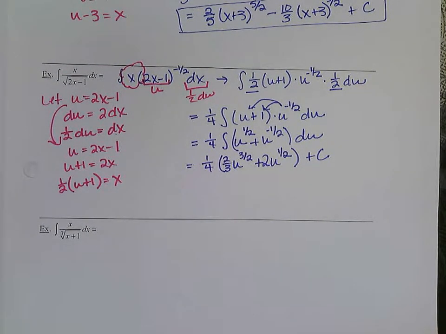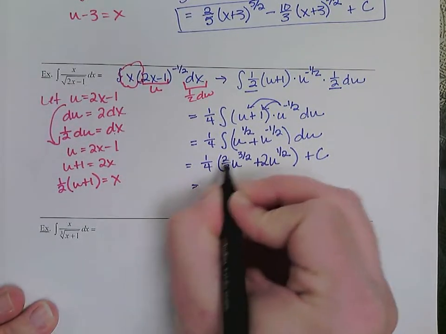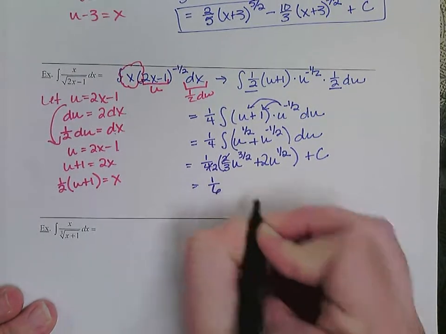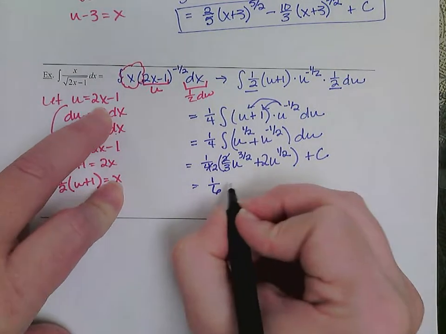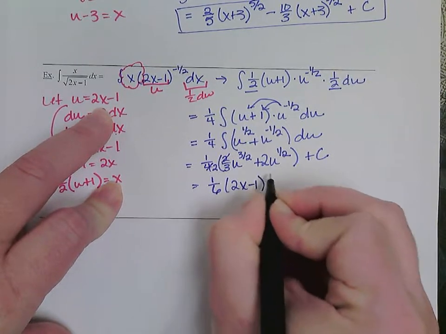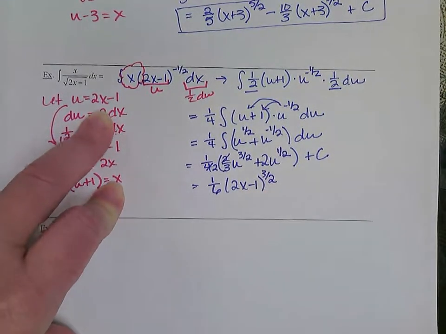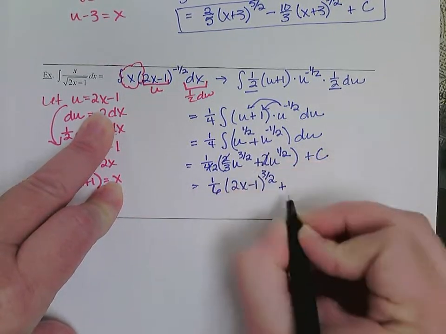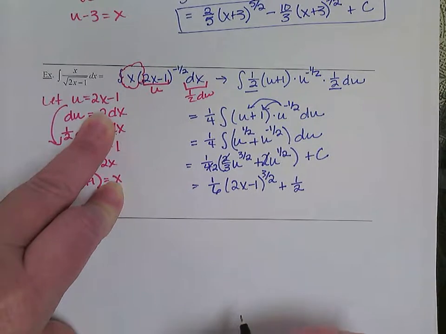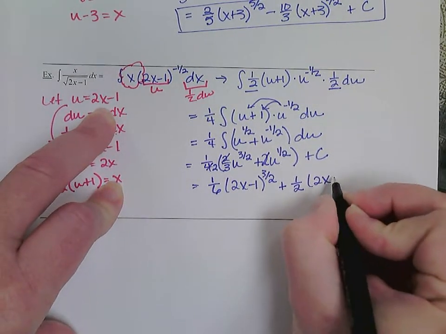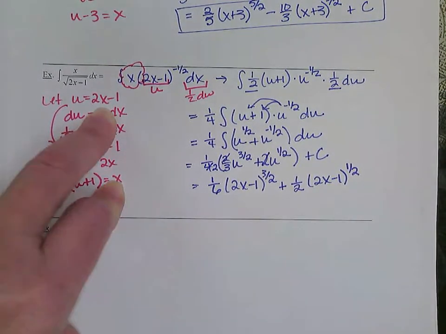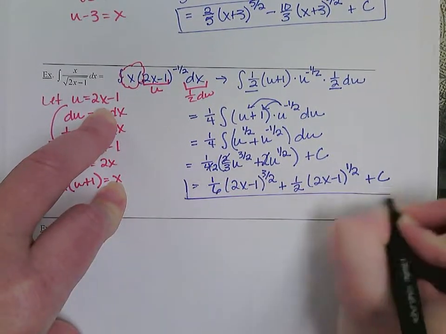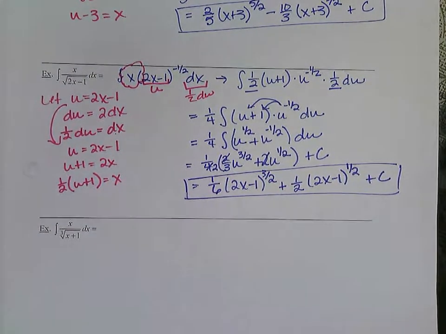So then if I multiply 1/4 times 2/3, the 2 and the 4 would reduce to a 1 and a 2. So I have 1/6 u to the 3/2, or (2x minus 1) to the 3/2 if I change it back to my function of x. The 2 and the 4 again would reduce, so I have 1/2 u to the 1/2, or (2x minus 1) to the 1/2, or the square root of 2x minus 1. Plus c. And that's it.